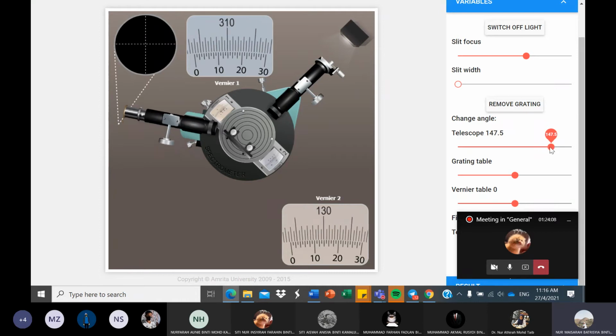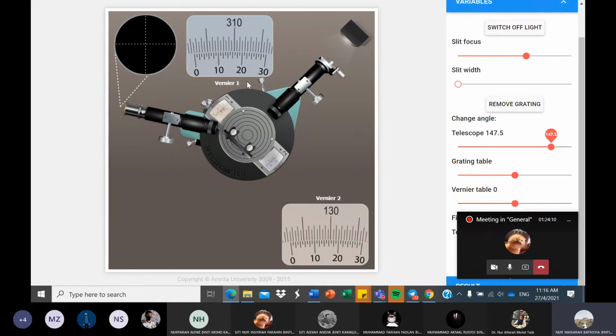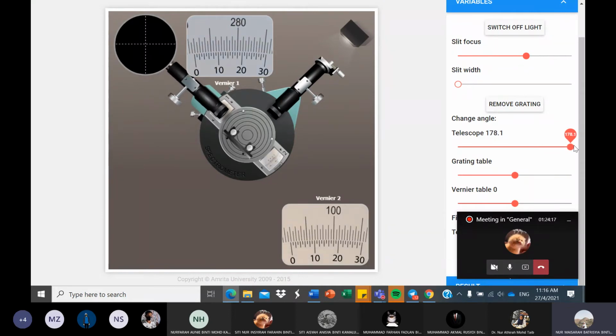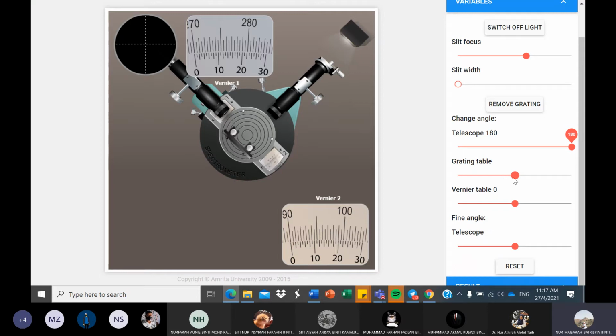We must observe that here it will turn to 90 degree and 270 degree. Here we will get 90 degree, and then vernier 1 we will get 270. Now we rotate the grating table towards the telescope up to 45 degree. Here we change the grating table up to 45 degree.